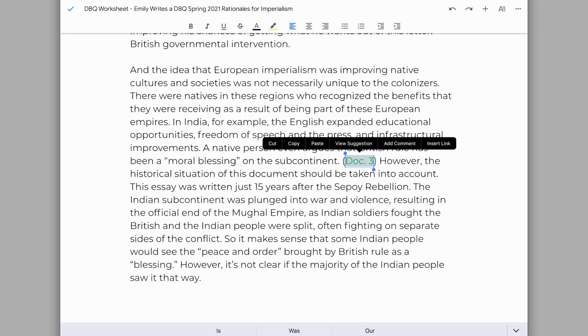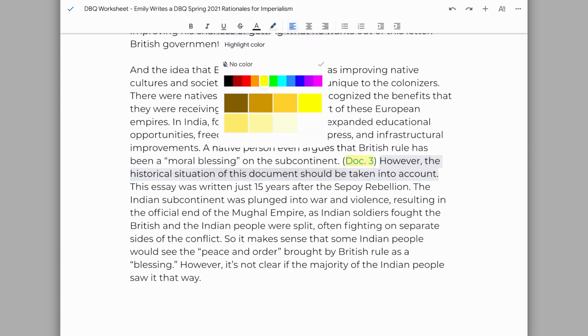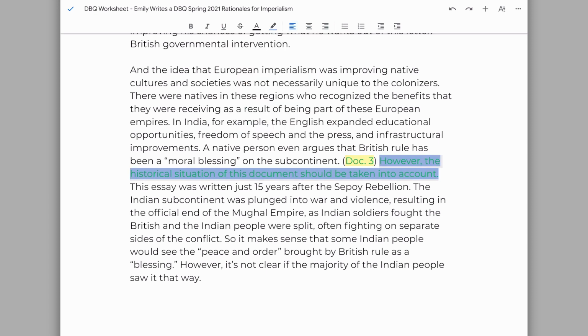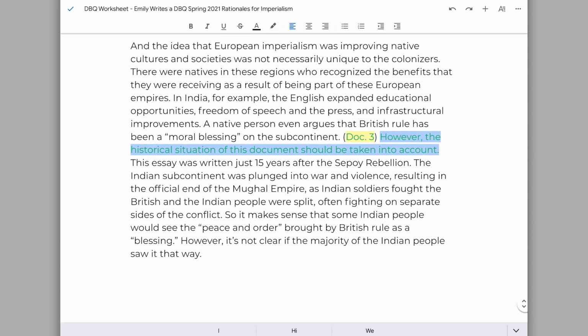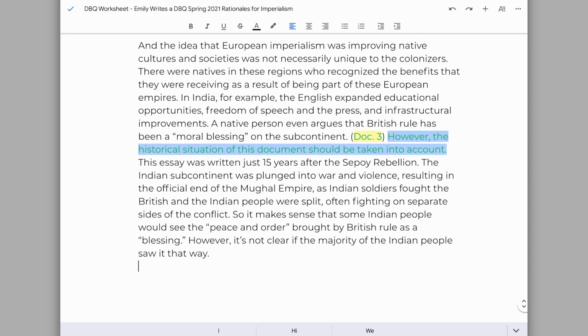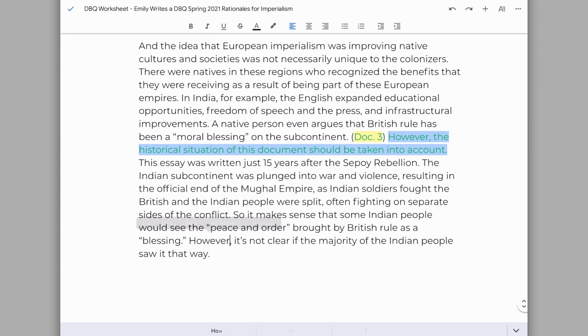Many readers will keep a tally of how the documents are being used. However, the historical situation of this document should be taken into account. Let's see if she did it right here. The essay was written just 15 years after the Sepoy Rebellion, another piece of outside information, I think. I'll double check. But she already earned the outside evidence point, so it doesn't matter. It's all extra. And notice she ends abruptly. That's unfortunate. I don't have a conclusion. But like I said, actually, there's no conclusion point, so who cares?